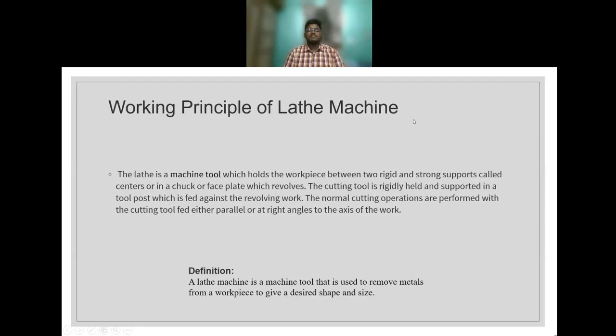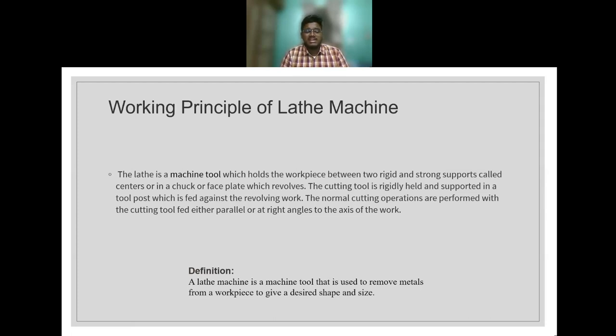So, the working principle of the machine. The lathe is a machining tool which holds the workpiece between two rigid and strong supports called centers, or in a chuck on the spindle, which revolves. The cutting tool is rigidly held and supported in the tool post, which is fed against the revolving work. The normal cutting operations are performed with the cutting tool fed either parallel or at right angle to the axis of the work. So that is the working principle.